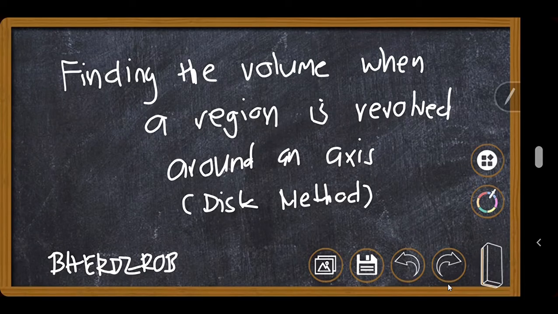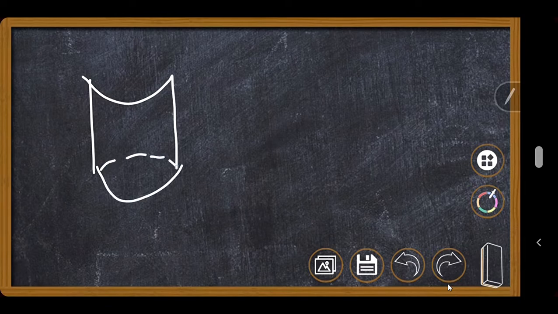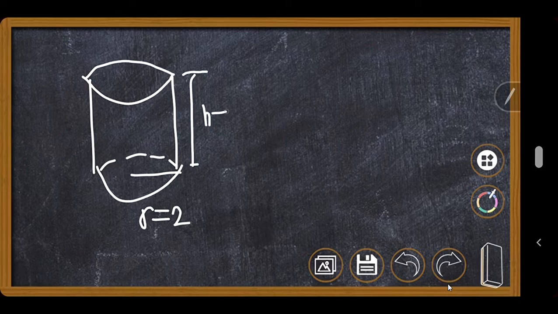Today, we're going to learn how to find the volume of a region revolved around an axis. Consider a right cylinder with a base of circle with a radius of 2 units and a height of h is equal to 3 units.